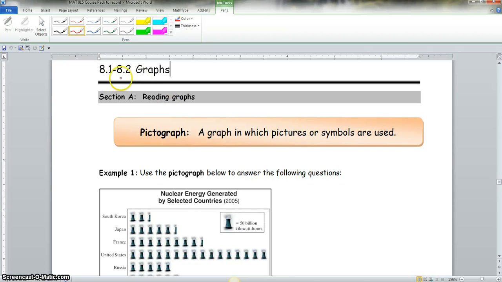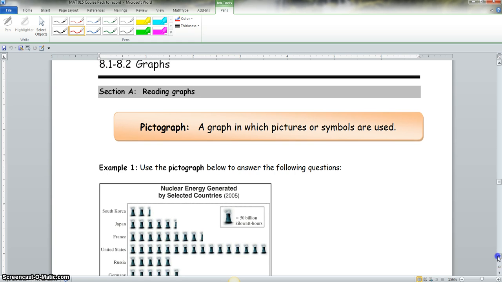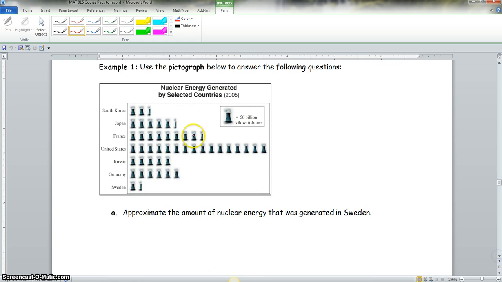Okay, class, now we start sections 8.1 through 8.2 graphs. Reading graphs. We have a picture graph, a graph in which pictures or symbols are used. Example 1. Use the picture graph below to answer the following questions. Okay, now, this is nuclear energy generated by selected countries.